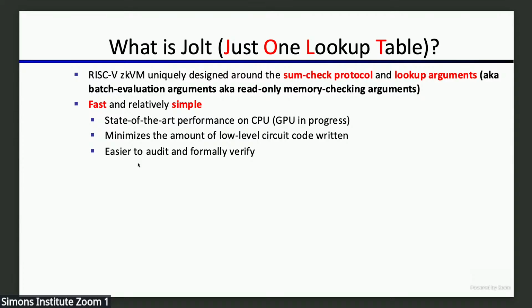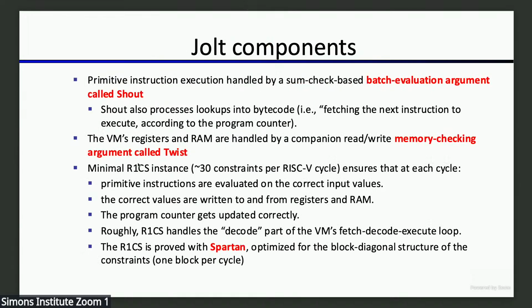Okay, so Jolt targets RISC-V, and it's uniquely designed around the sumcheck protocol, which now there are 4 other projects also designed around. But it's still unique in its use of what are called lookup arguments and elliptic curve commitments, and I will explain shortly what those are. I think it's fast on CPUs right now. It has state-of-the-art performance. It's also, I think, uniquely simpler. And again, I'll explain why that's the case.